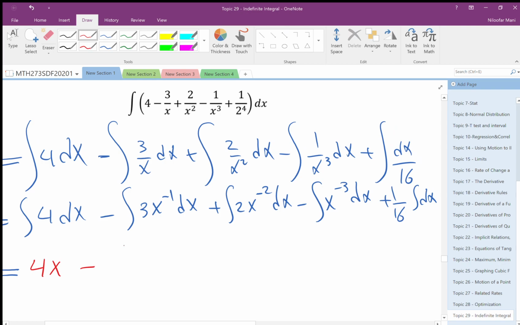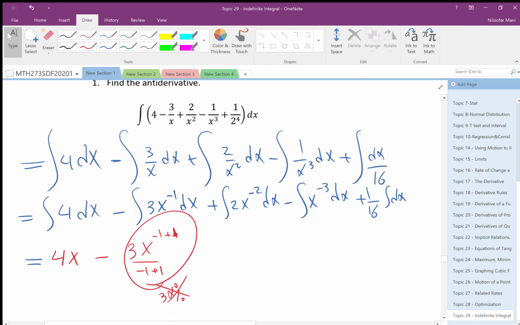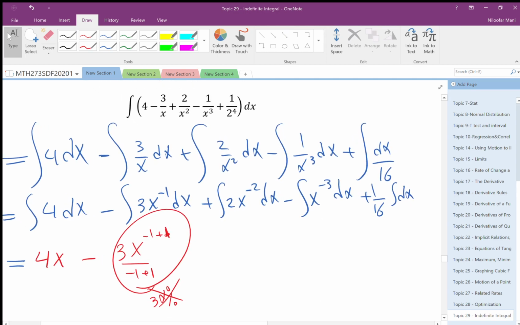See, you do 3x power minus 1 plus 1 divided by minus 1 plus 1. And what happened? It is 3x power 0 divided by 0. Wrong. Okay? I didn't mention it earlier because I wanted to reach this kind of example to show you.